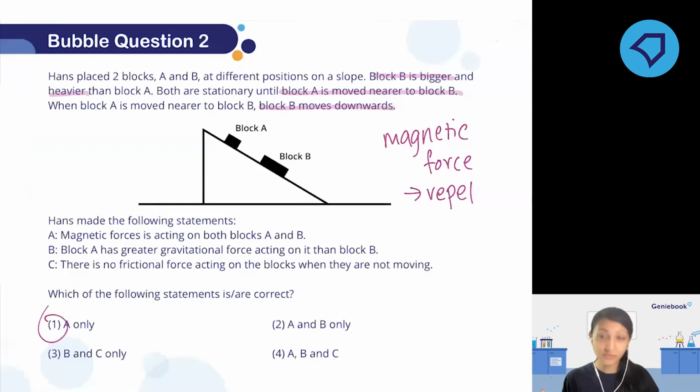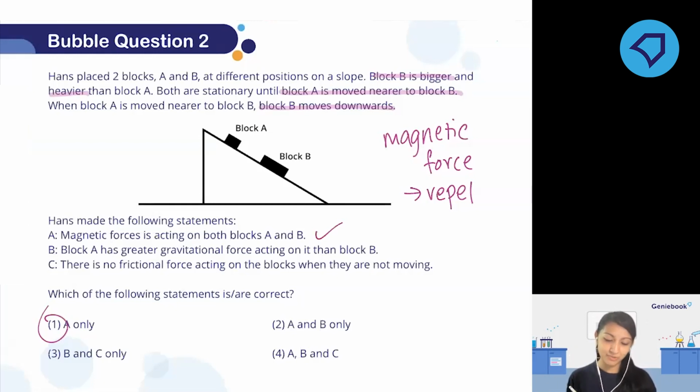Okay, so let's look at the statements again. I think for part A, we agreed that this one is easy, right? Magnetic forces are acting because otherwise they wouldn't repel against each other. Then for statement B, it says block A has a greater gravitational force. This one is another topic or concept that a lot of students get wrong.